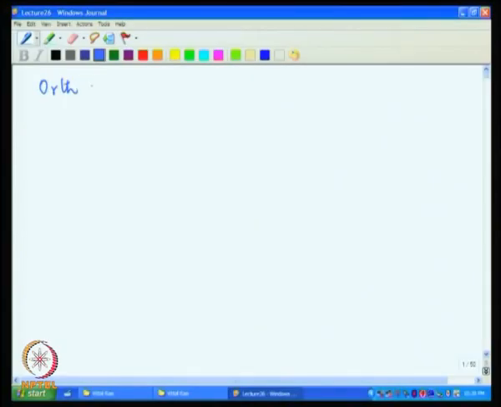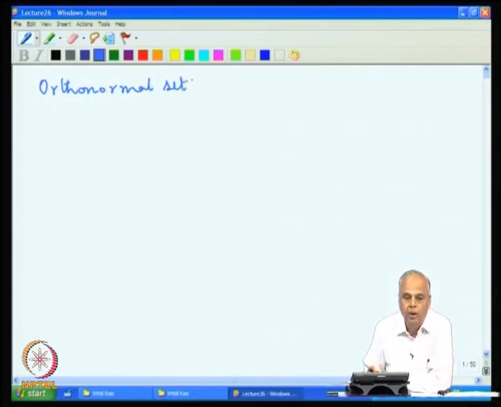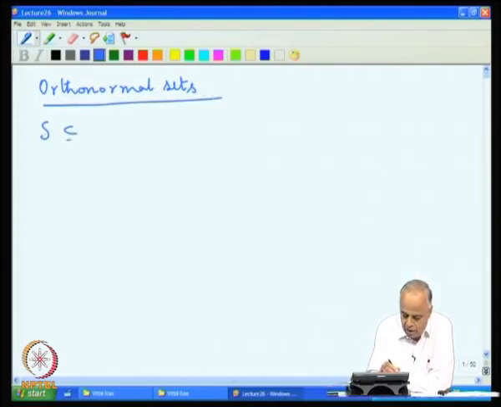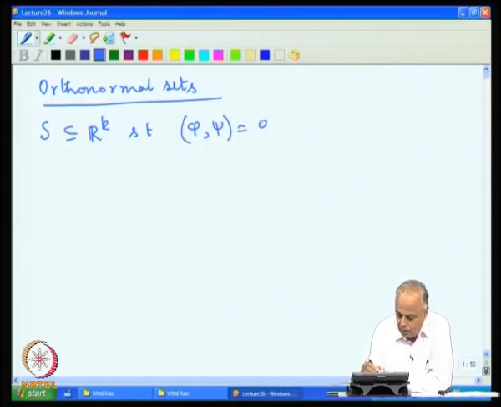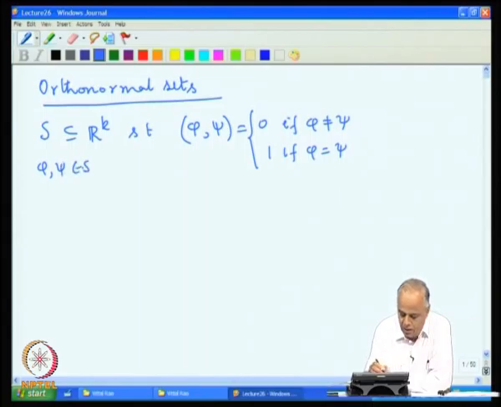We have been looking at orthonormal sets and the notion of the orthogonal complement of a given subspace. So, let us recollect some of the basic ideas. Suppose we have a set S in R k such that the inner product of phi and psi is equal to 0 if phi is not equal to psi, and 1 if phi is equal to psi, where phi and psi are in S, then we say S is an orthonormal set.